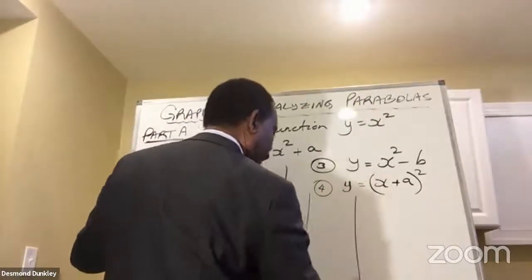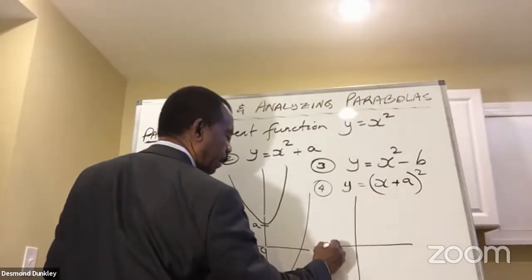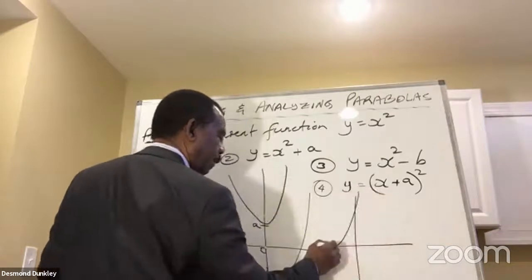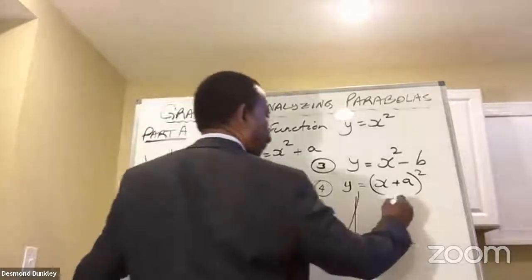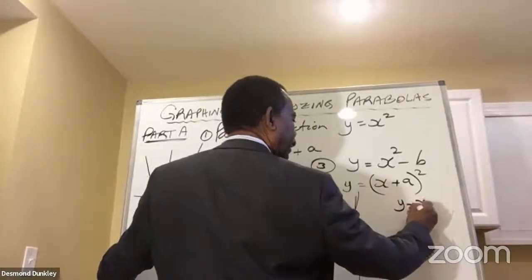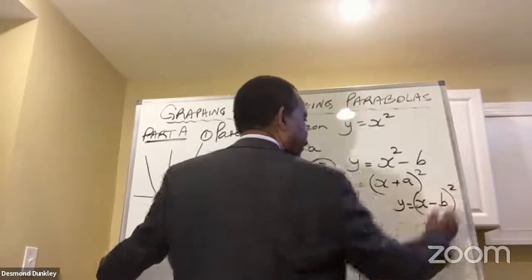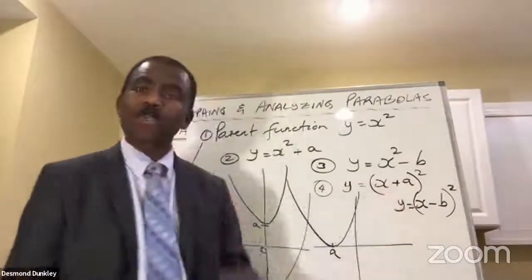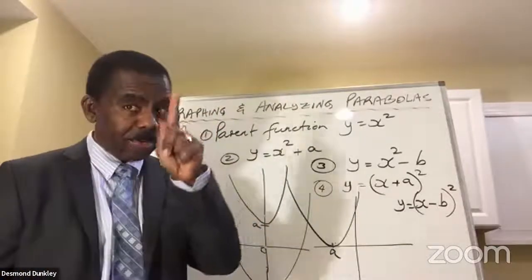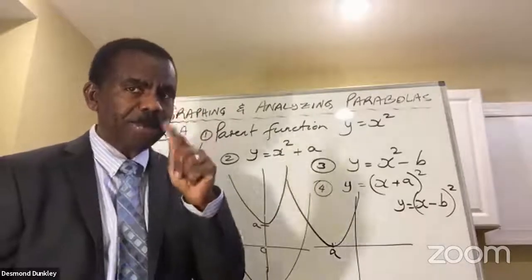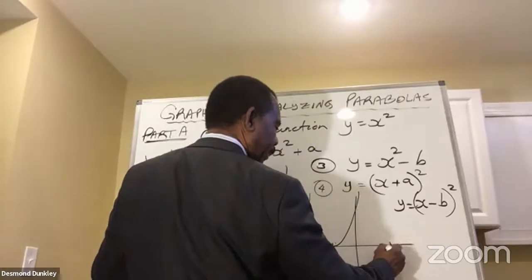So this is the original graph, and this is a. So the graph is going to be this way. And finally, if we have y equal to (x minus b) squared, the plus causes us to go to the left, the minus causes us to go to the right. So that's a contradiction. So we have to be very careful, otherwise we'll get tricked. Okay, so this will take us to b.